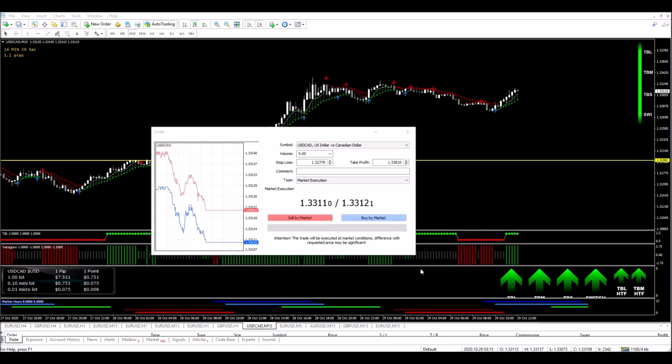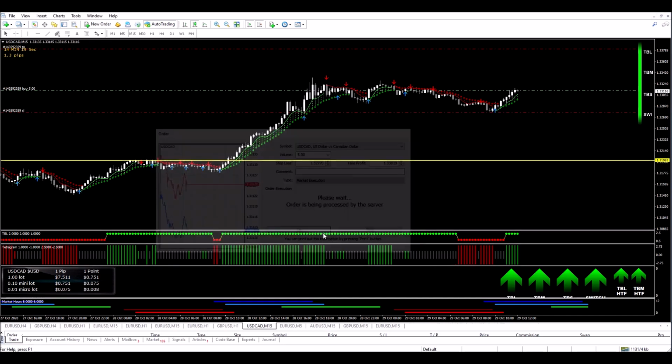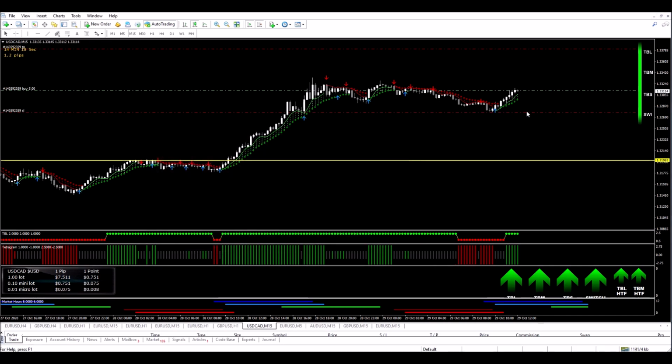Alright guys, I'm on the US dollar, Canadian dollar, 15-minute chart, and I'm about to enter into a buy trade. So let's do that. My stop loss is here. That's my entry point. That's my target. All the indicators were signaling to me that I could go long, and so I've entered the trade. Now I'm going to wait and see what happens, and I'll come back to monitor the trade.